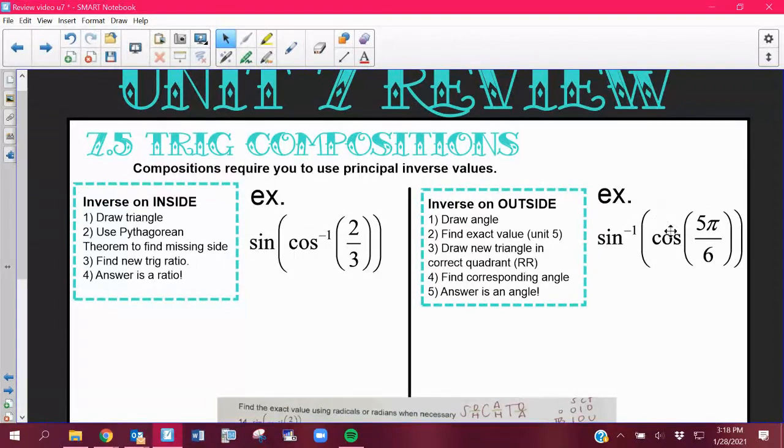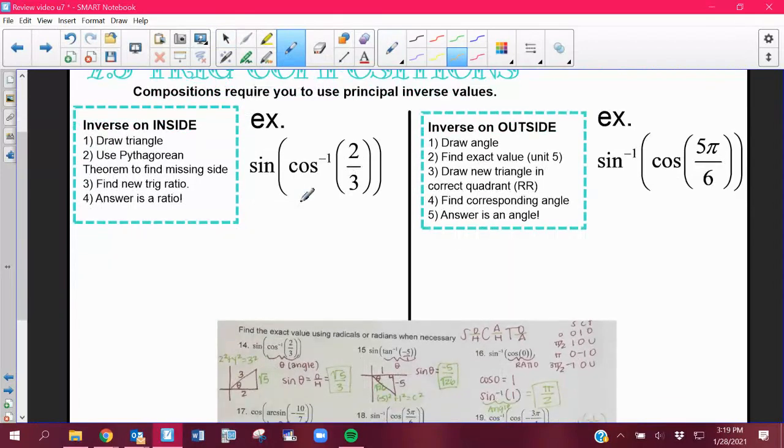You only need to draw one triangle. Whereas if you have an inverse on the outside, you're going to actually have to find the exact value of the inside and draw a new triangle using the restricted range. So this one requires one triangle, this one requires two, or pictures, however many. So for this first one, if you have an inverse on the inside, the first thing you're going to do is, of course, draw the triangle.